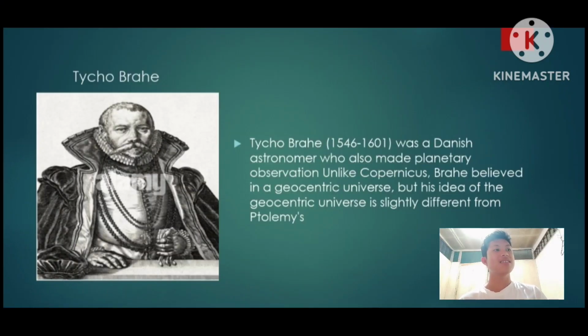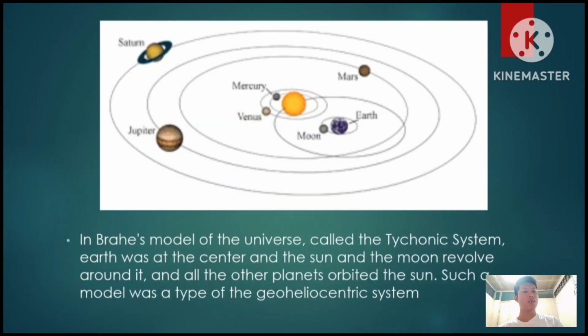Tycho Brahe. Tycho Brahe, 1546-1601, was a Danish astronomer who also made planetary observations, unlike Copernicus. Brahe believed in a geocentric universe, but his idea of the geocentric universe is slightly different from Ptolemy's. In Brahe's model of the universe, called the Tychonic system, Earth was the center and the sun and the moon revolved around it, and all the other planets orbited the sun. Such a model was a type of geoheliocentric system.